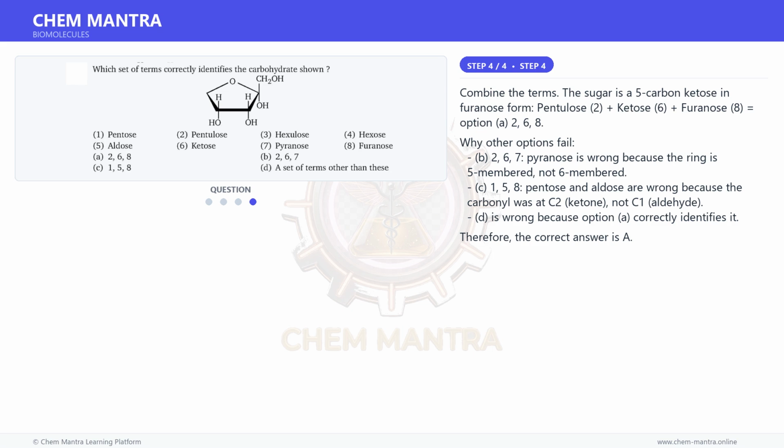Why other options fail? B, 2, 6, 7, pyranose is wrong because the ring is 5-membered, not 6-membered. C, 1, 5, 8, pentose and aldose are wrong because the carbonyl was at C2, ketone, not C1, aldehyde. D is wrong because option A correctly identifies it.